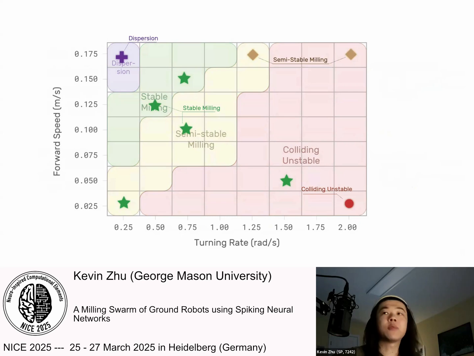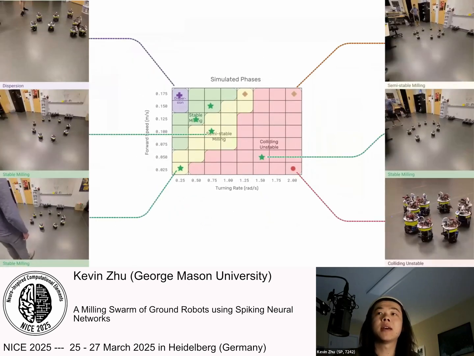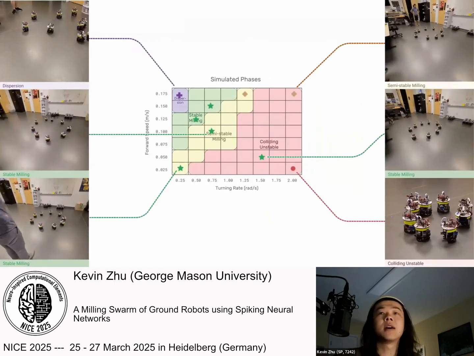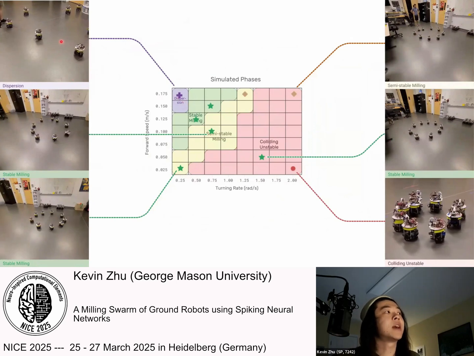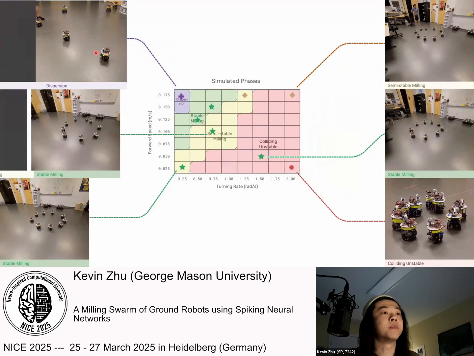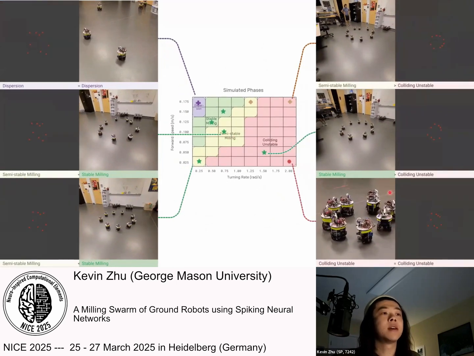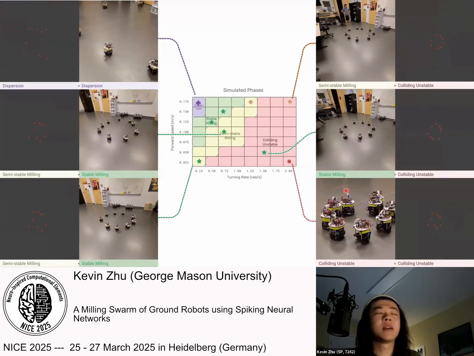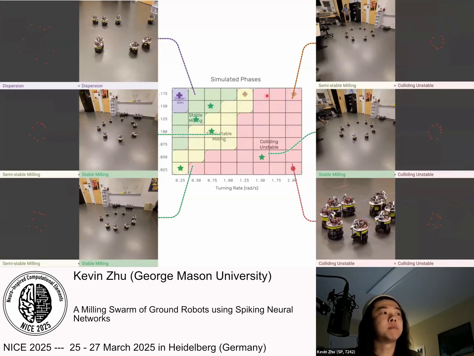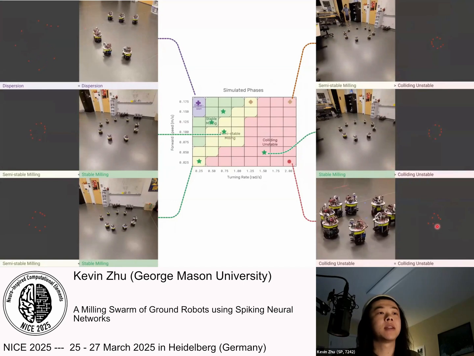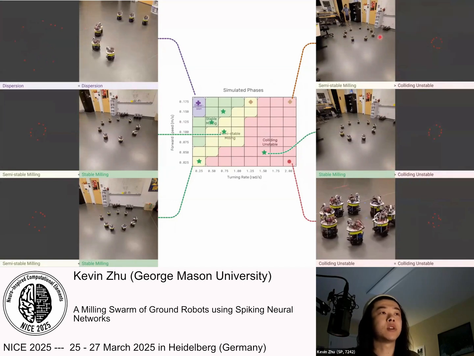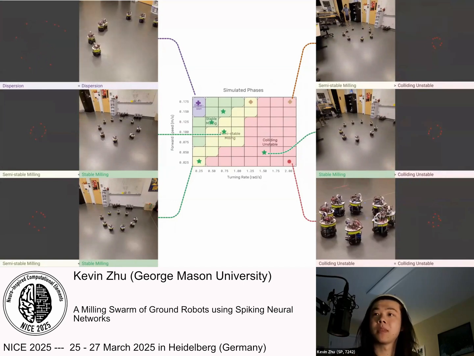So, we ran some real-world experiments to spot check certain combinations of this forward speed and turning rate. And here's what we found. On one end of the spectrum, if you have the parameters up in this corner, you get the robots dispersing all over the room. But in this corner over here, the robots sort of end up clumping together. And in the middle, you get this nice large region where the robots mill in a stable formation. And here are the simulations, and here are the real-world experiments to match.